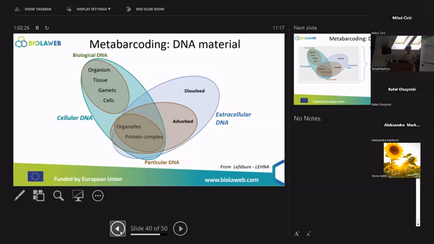Just for example, if you work on resting eggs of a cladoceran, the DNA is protected by a capsule, and so you can use this matrix, but free DNA is more degraded by environmental factors. Okay.